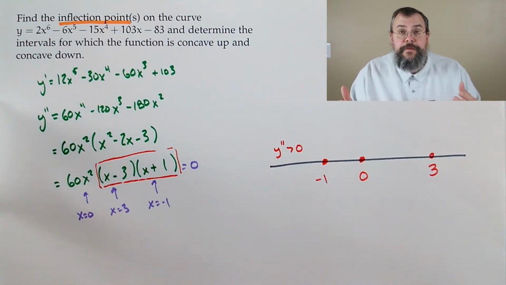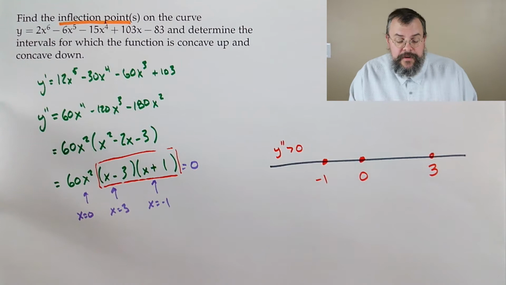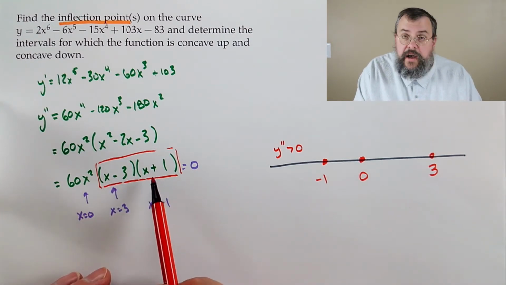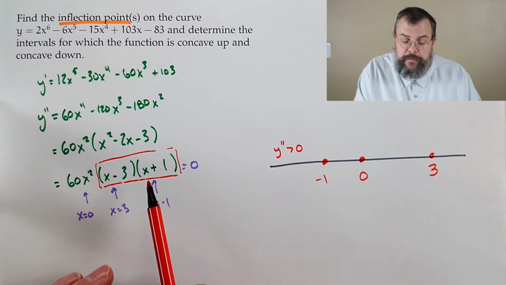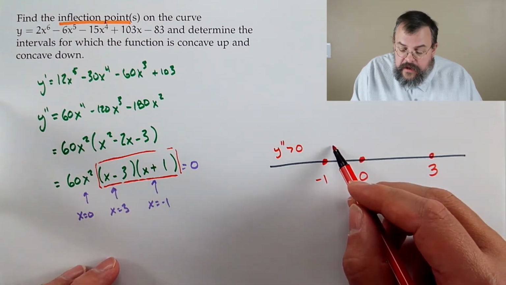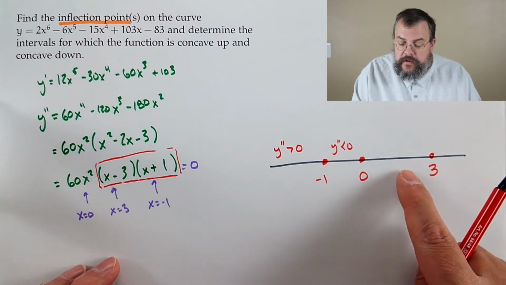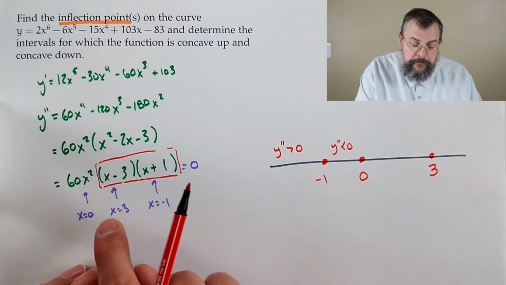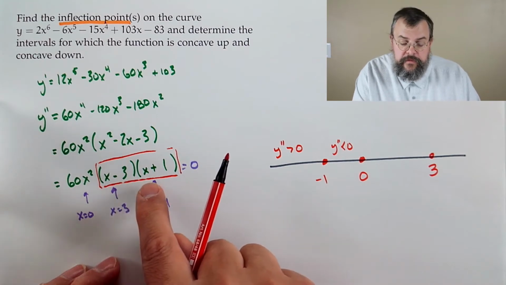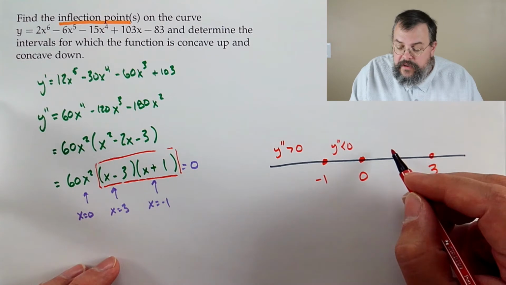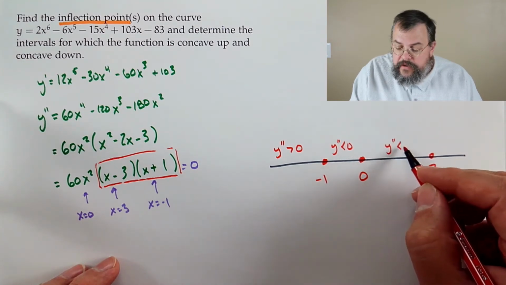Okay, from -1 to 0, say like -1/2. Well, that'll be -3.5. That'll be +1/2. A negative and a positive means that our second derivative is negative. How about, say, over here, say, I don't know, 2. 2 minus 3 is negative. 2 plus 1 is positive. Still negative times a positive. The result is a negative value for the second derivative.